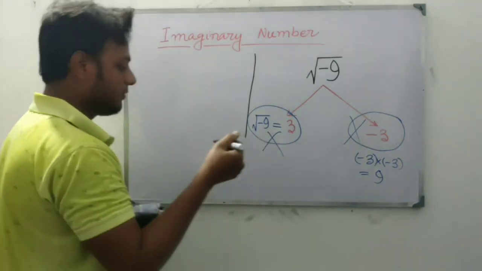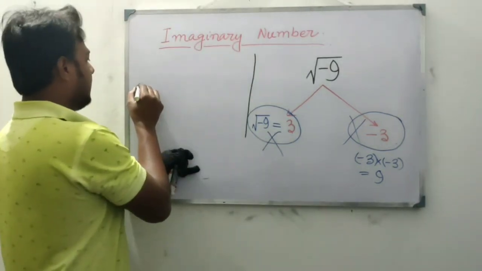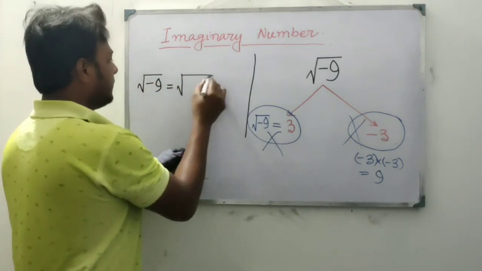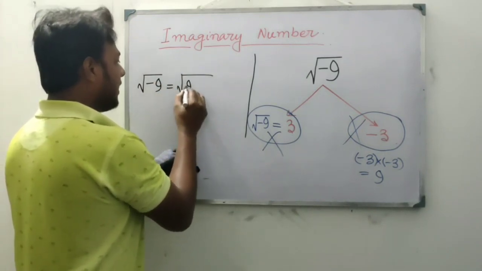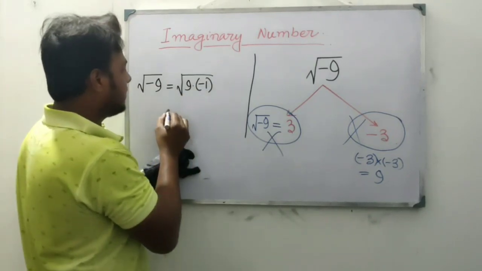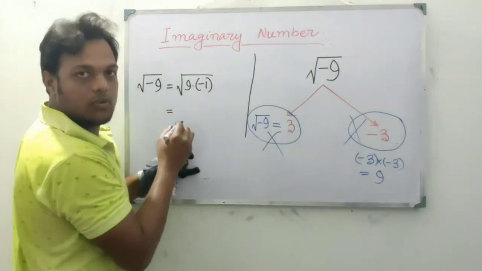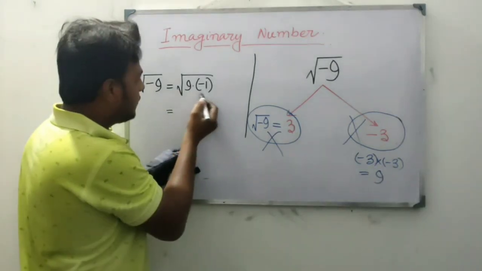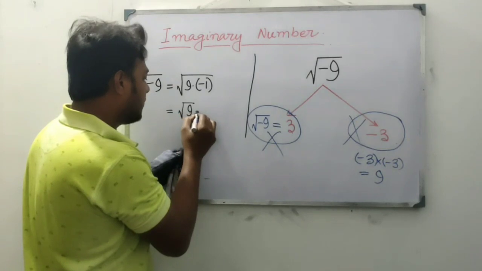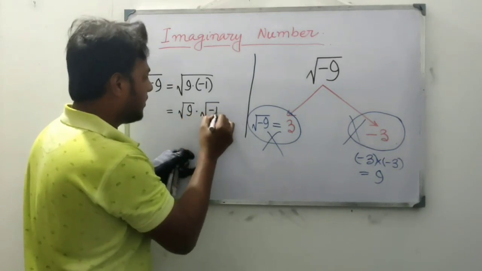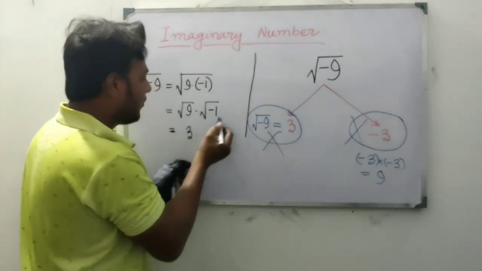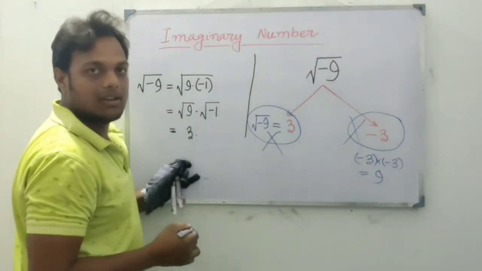How? Look at the board. They wrote root over minus 9 as root over 9 into minus 1. Is it true? We can distribute the square root over the factors inside the square root. That means this is nothing but root over 9 into root over minus 1. Root over 9 means 3. And what about root over minus 1?